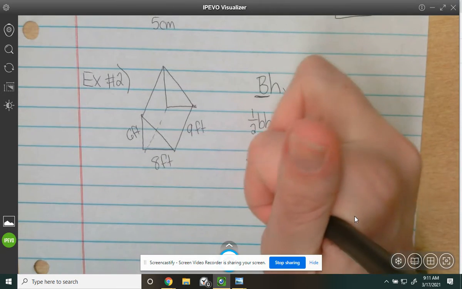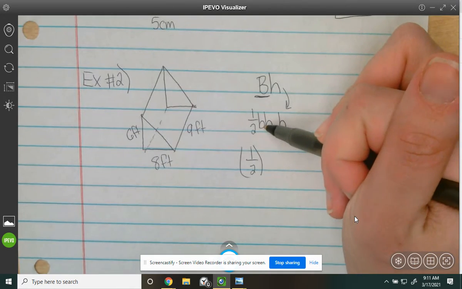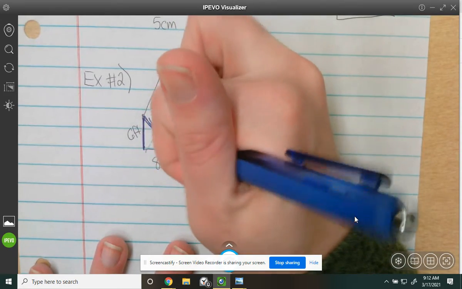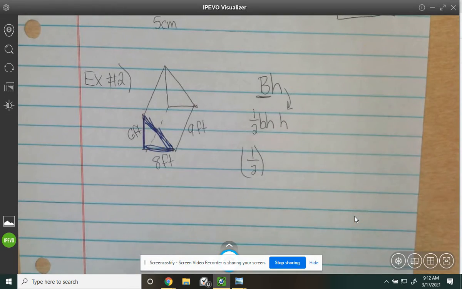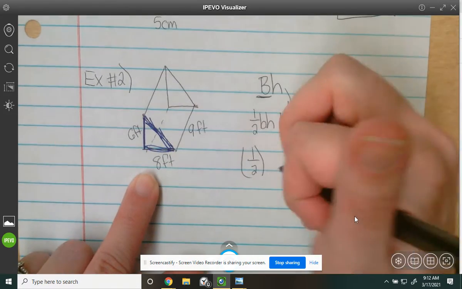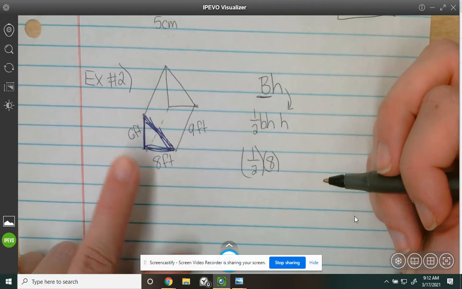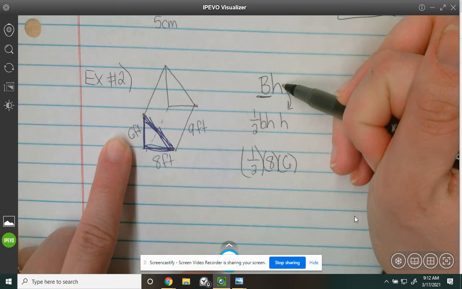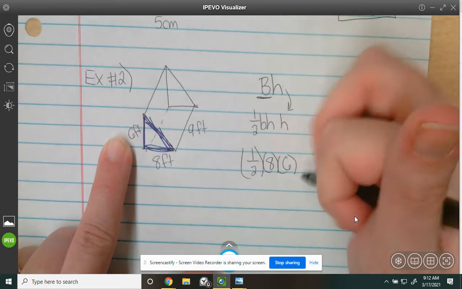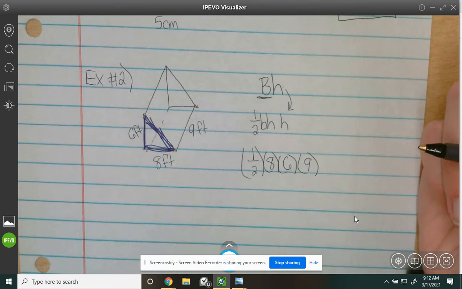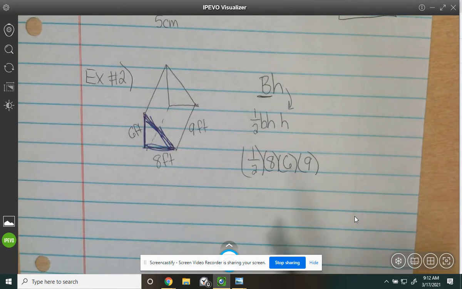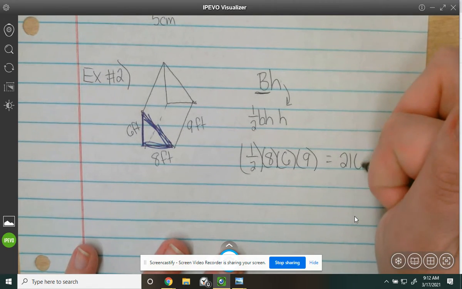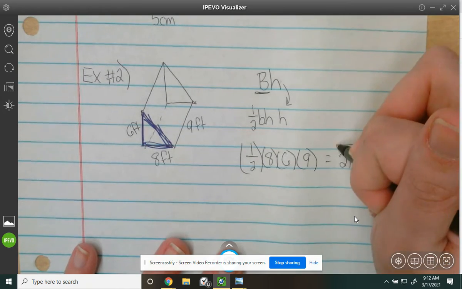So I'm going to drop down my 1/2. What is the base of my triangle? I'm just talking about this triangle right here. Well, and the back one, but they're the same measurements. So what's the base of that triangle? 8. What's the height of this triangle? 6. Now this H is talking about the height of my shape. So the height of my shape in total is 9. So then you just multiply all of that together. So 1/2 times 8 times 6 times 9. You get 216 feet cubed.